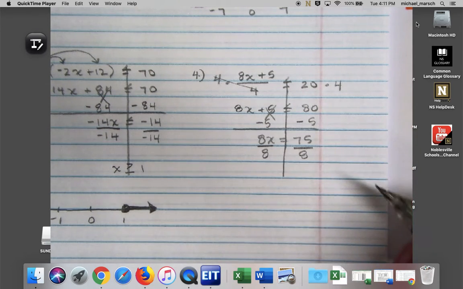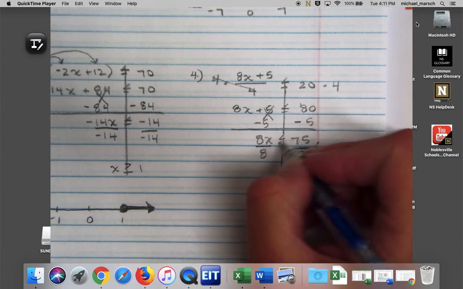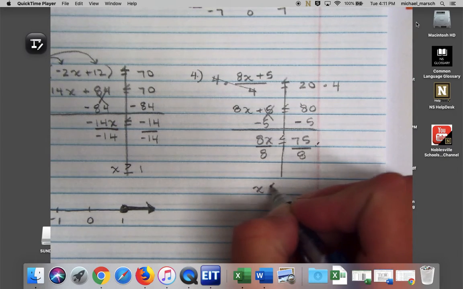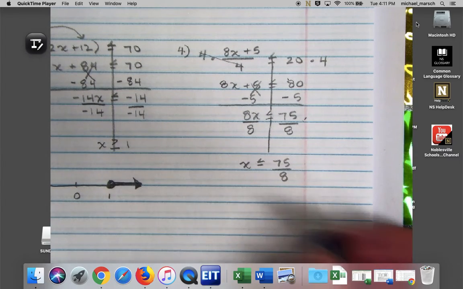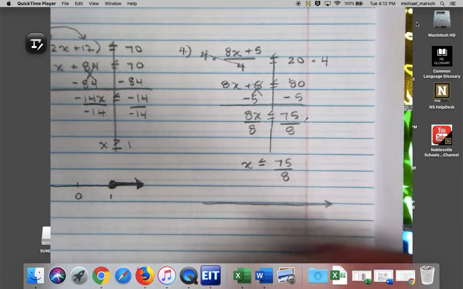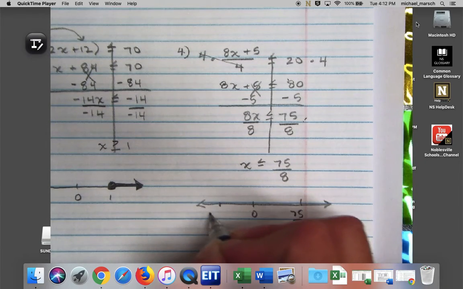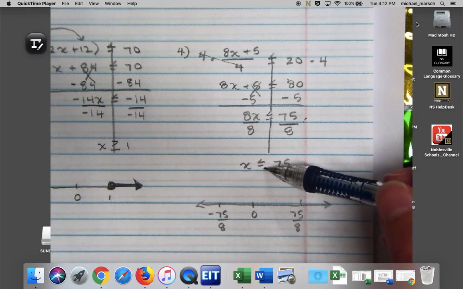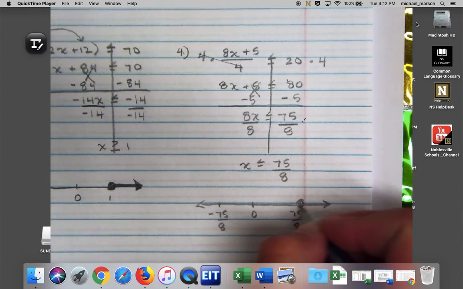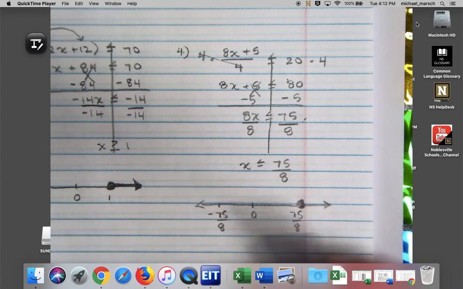And I've got 8x equals 75. Divide by 8 on both sides. Oops, that should not be an equals. That should be a less than or equal to. So now I have x is less than or equal to 75 over 8. So I'm going to graph that just like I said before. I'm going to leave it a super ugly improper fraction. So I've got 75 over 8, 0, and negative 75 over 8. I just have to show the number 0 and its opposite. And since my symbol is less than or equal to, I can fill in the circle because it can equal 75 over 8. And then all of the values that are to the left are less.